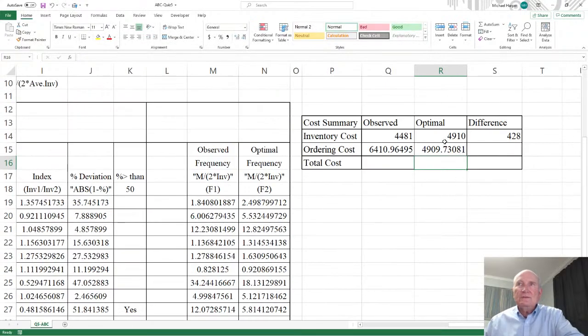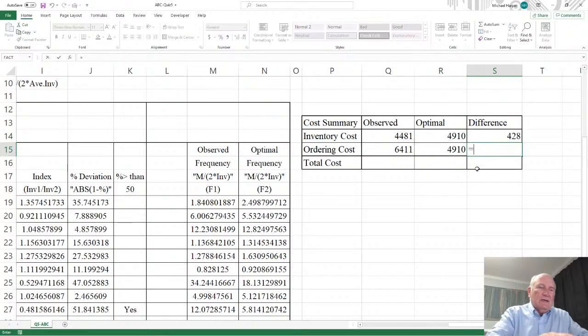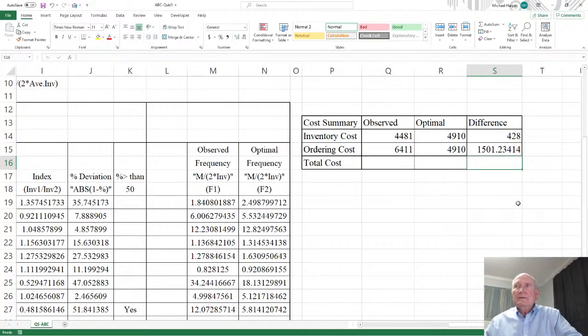Okay, and notice these are relatively the same. If I bring these down, they are the same. Why? It's EOQ. Then the difference, again, let's take the absolute value of the difference here. This minus this, and bring this down to the nearest dollar. There we go.